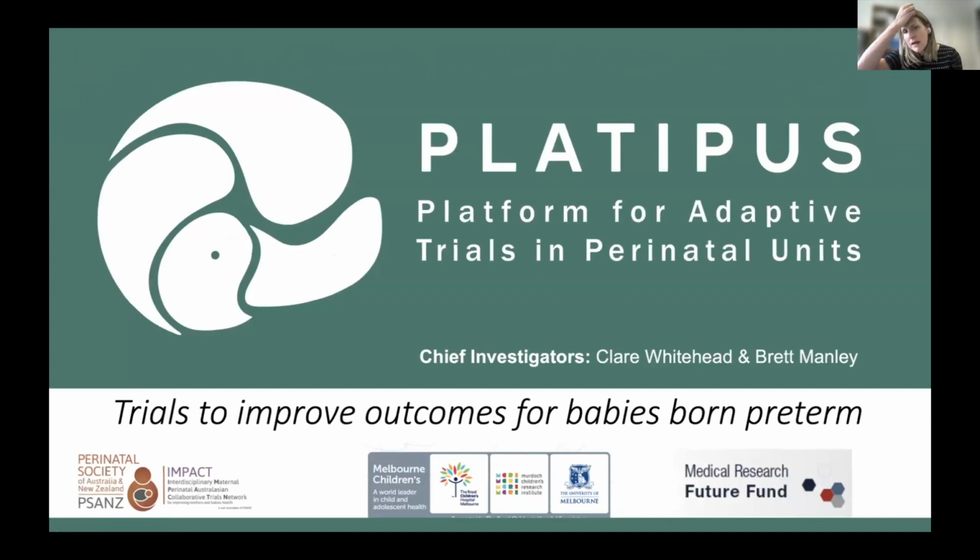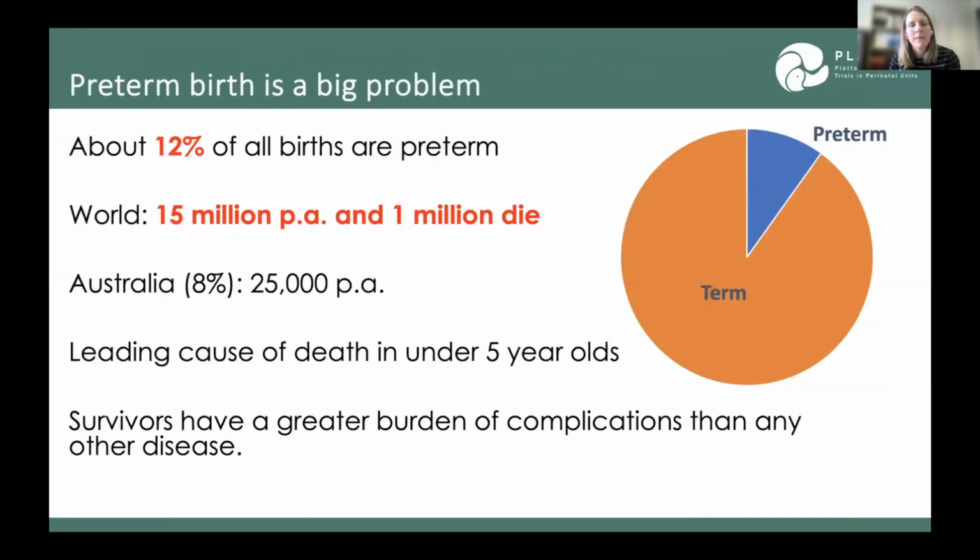The trial that we are starting is the PLATIPUS trial. It's a platform for adaptive trials in perinatal units. And these are trials that are really looking to improve outcomes for babies born preterm. Why is this so important? Well, 12% of all births occur preterm. That's 15 million babies worldwide every year. 1 million of those babies die, 1 every 40 seconds.